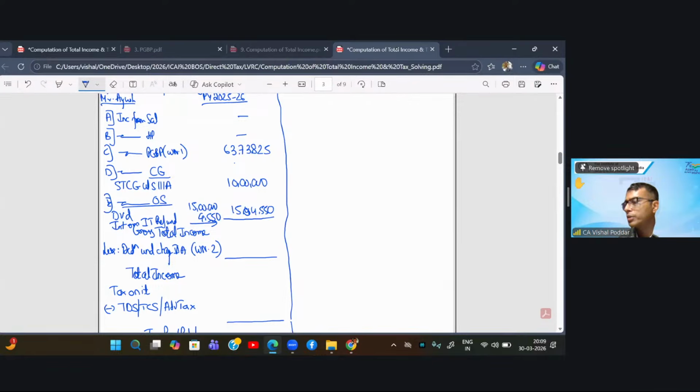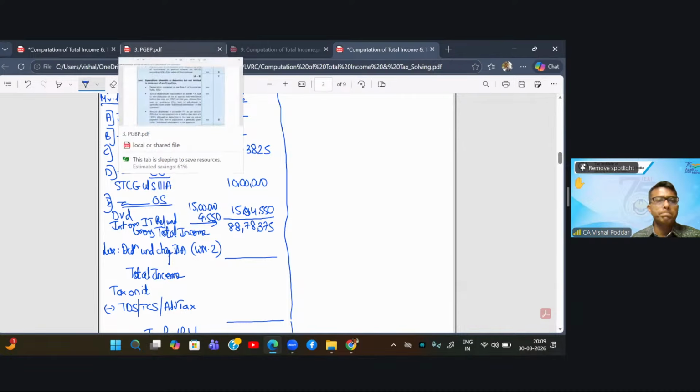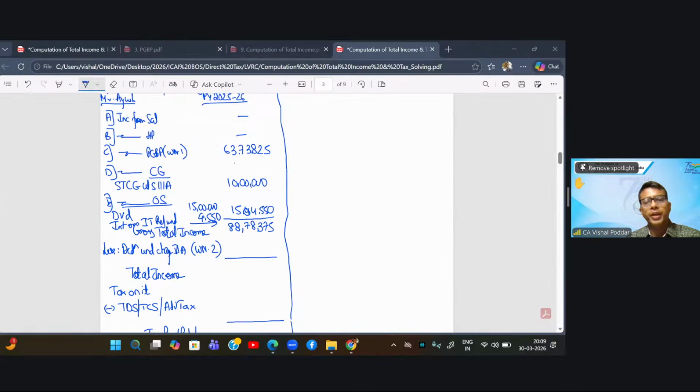Correct. Now a total of all this. So 63,73,825 is PGBP plus 10 lakhs plus 15,04,550. Right? So I'm getting 88,78,375. Students, 88,78,375. Students, is this your GTI as well?